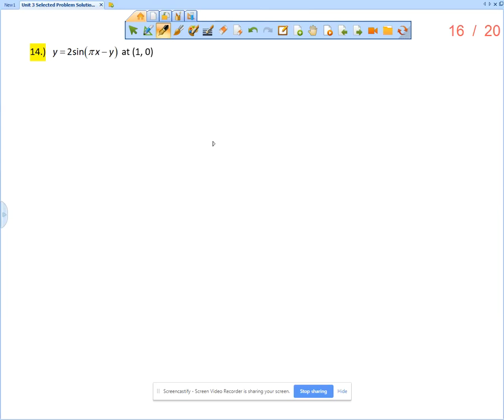This is the solution video for section 3.5, problem number 14. The directions on the previous page say find the equations of the tangent and normal lines to the curve at the given point. We have the equation y equals 2 times sine of pi x minus y, and the point is (1, 0). Remember, we're going to write the equation of a line.